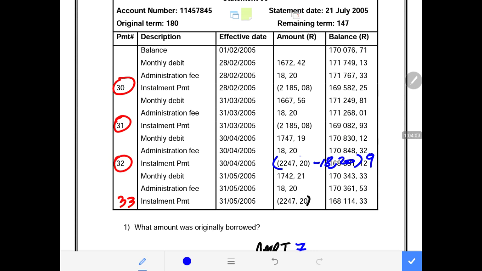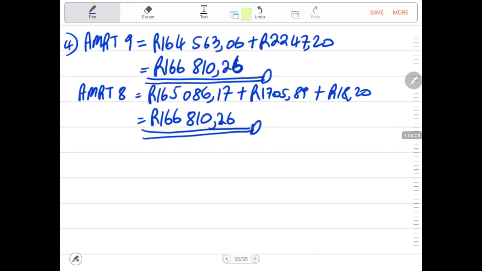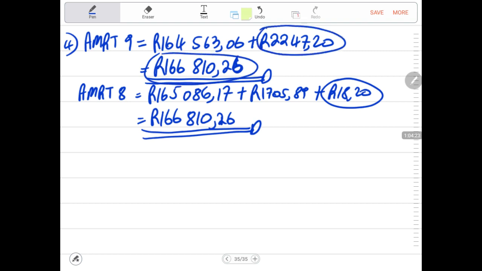And we know that the balance owing by the end of December is the one that we calculated. And that balance is how much? It is 166,810. And we're very clear that this balance includes administration fee. Remember, I added it there, but you cannot easily see it in here. But we can easily see it, because we know included in this premium there is 18.20. So if it says we must calculate the interest excluding administration fee, we need to minus administration fee in there. Either we minus it here, or here, or there. At the end of the day, we are deducting it.